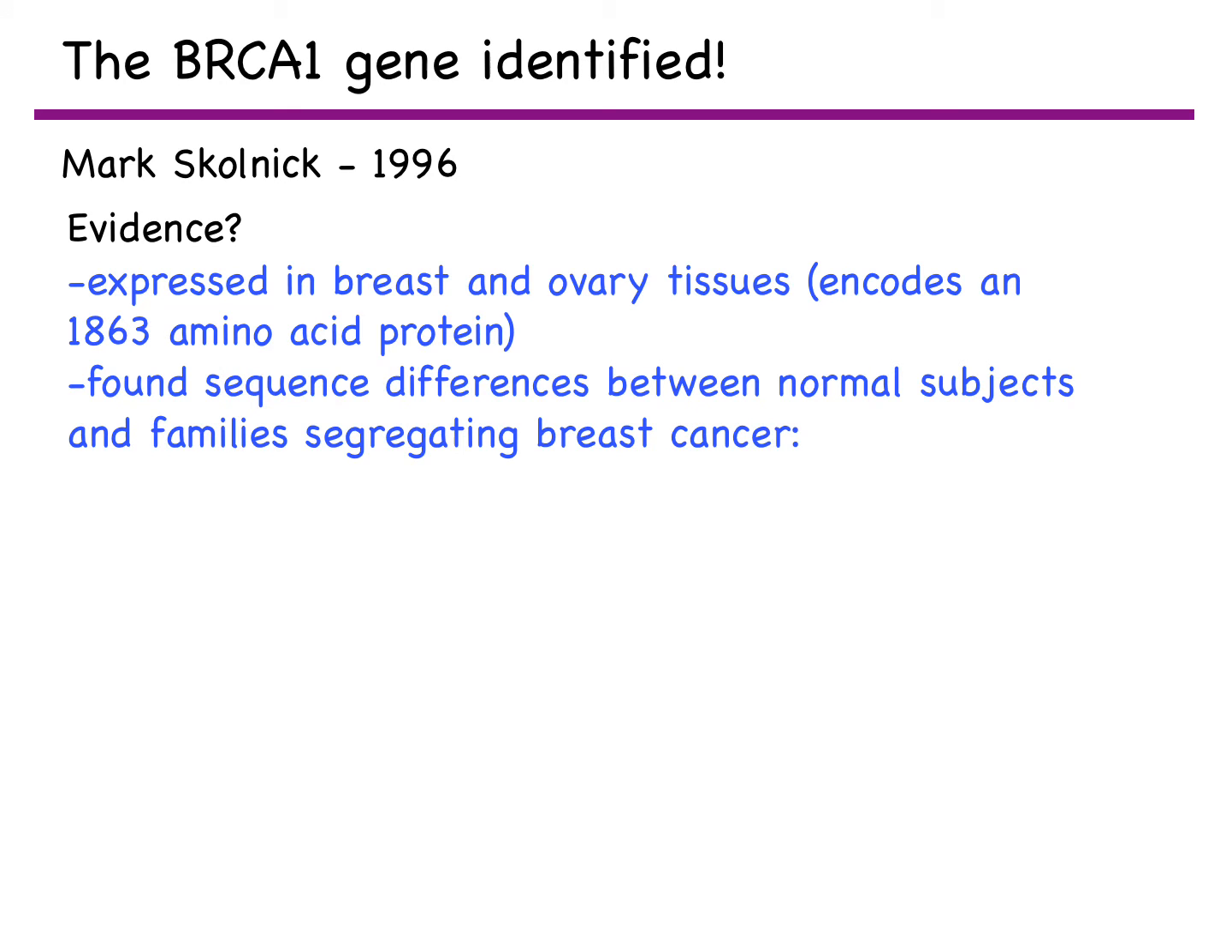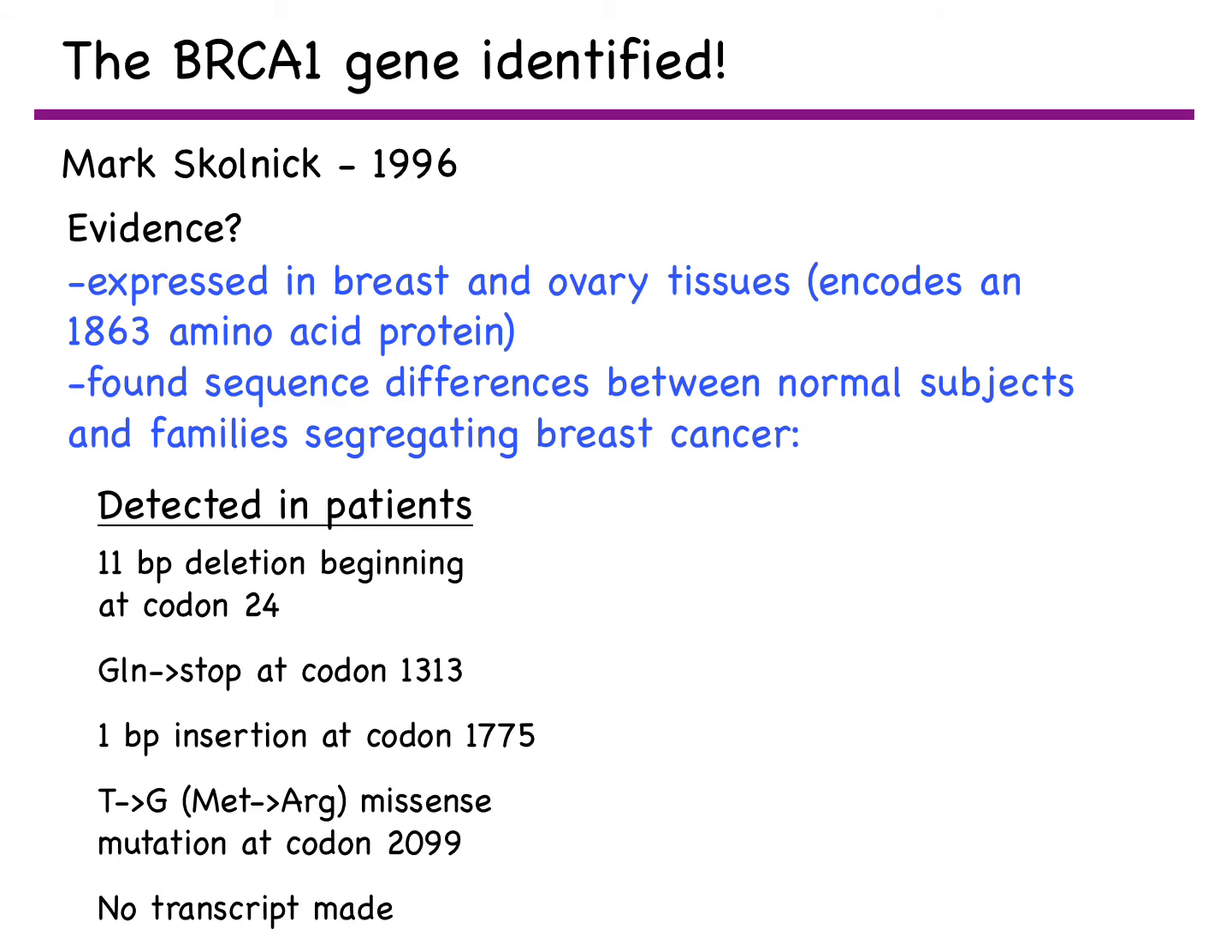He also found sequence differences between normal subjects and families that segregate breast cancer. For example, the kinds of things he detected in patients were things like an 11 base pair deletion beginning at codon 24. So that's an out of frame deletion. After codon 24, you wouldn't make the rest of the protein. He found a glutamine to stop codon at codon 1313. He found a 1 base pair insertion at codon 1775. So that would be, again, a frame shift mutation. A T to G missense mutation at codon 2099. And in some families, he found that no transcript was made.